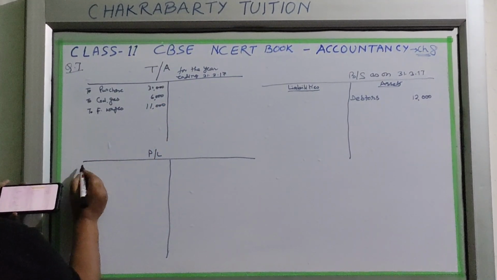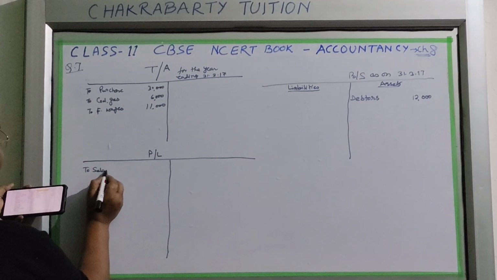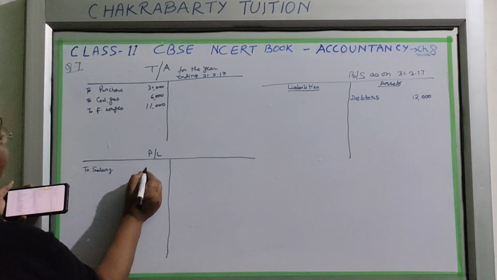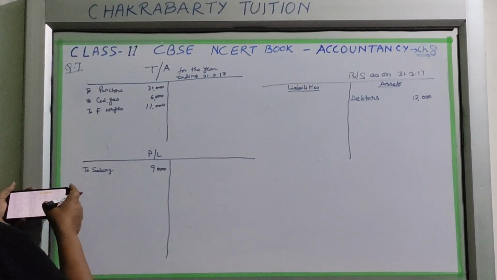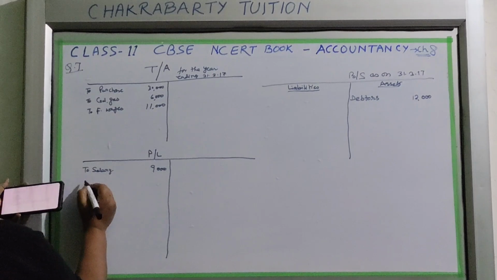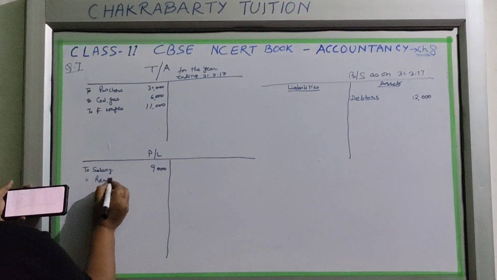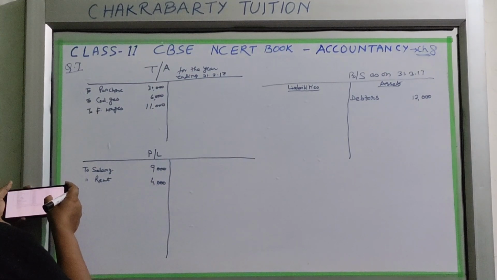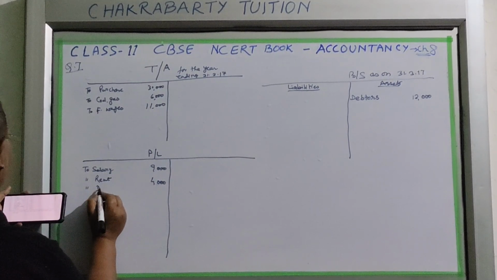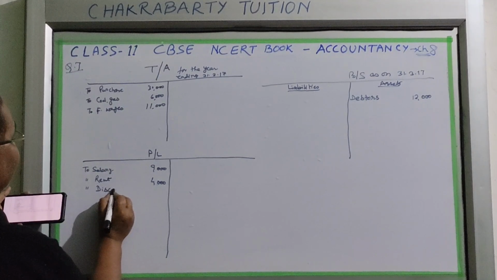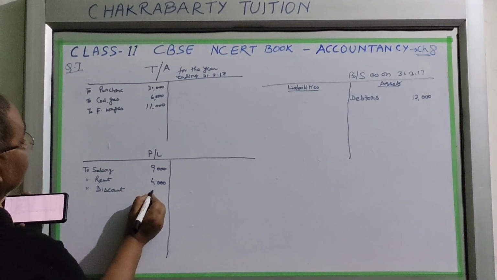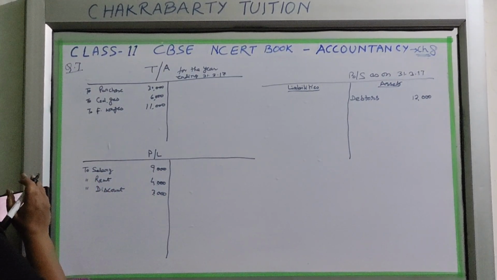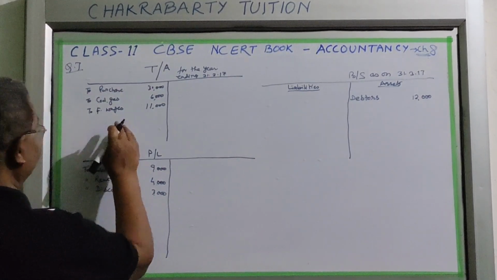Then the next item is salary. Salary will come here because it is not manufacturing, it is an indirect expense. Salary is 9,000. Then rent is 4,000. Then discount. These are all indirect expenses. Discount is 3,000.